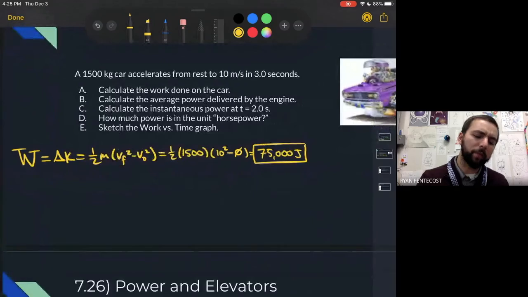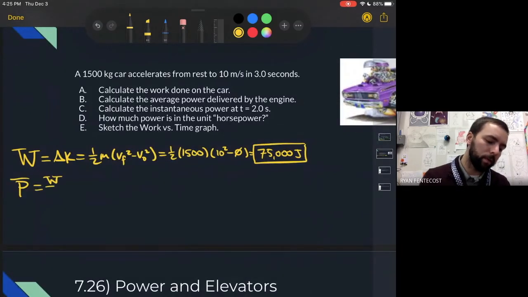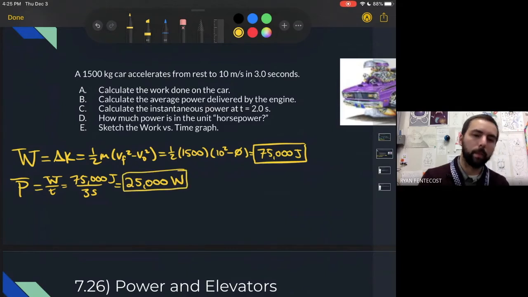Now calculate the average power delivered by the engine. Well, average power is work divided by time, which would be 75,000 joules divided by 3 seconds, which gives you 25,000 joules per second, or watts. So that's average power. Now, how could we calculate the instantaneous power at t equals 2 seconds? This is going to take some finagling. We've got force times velocity. Well, force can be broken down into ma.